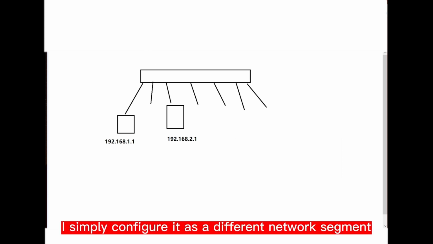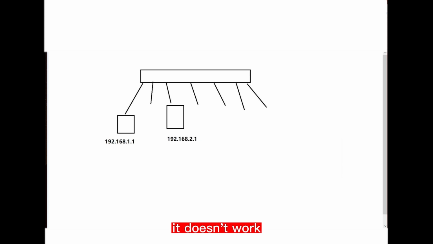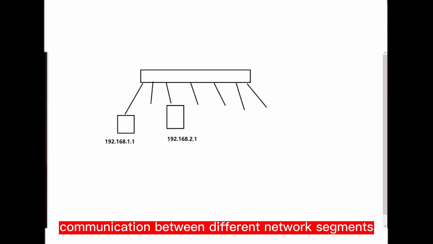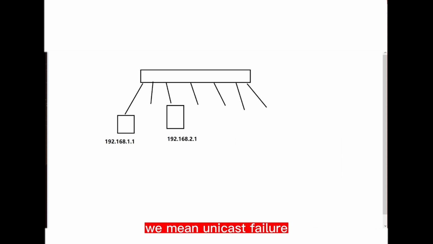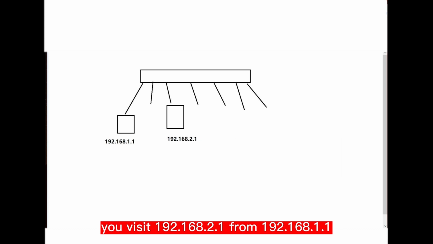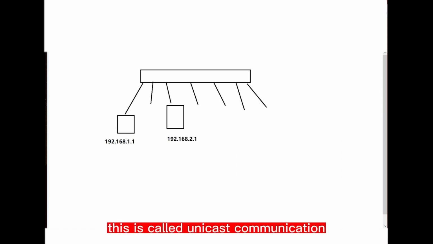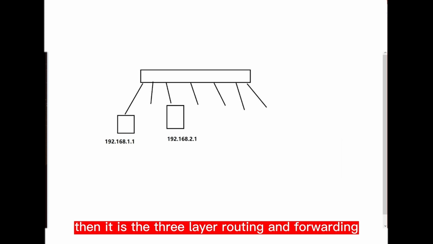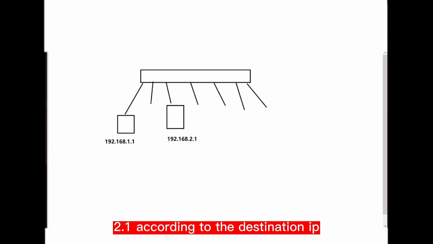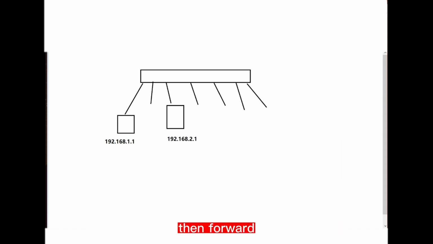I simply configure it as a different network segment. It doesn't work. So everyone should know, communication between different network segments, we mean unicast failure. You visit 192.168.2.1 from 192.168.1.1. This is called unicast communication. Then it is the three-layer routing and forwarding: according to the destination IP 2.1, query the routing table on the gateway. Then forward. It is a unicast forwarding.